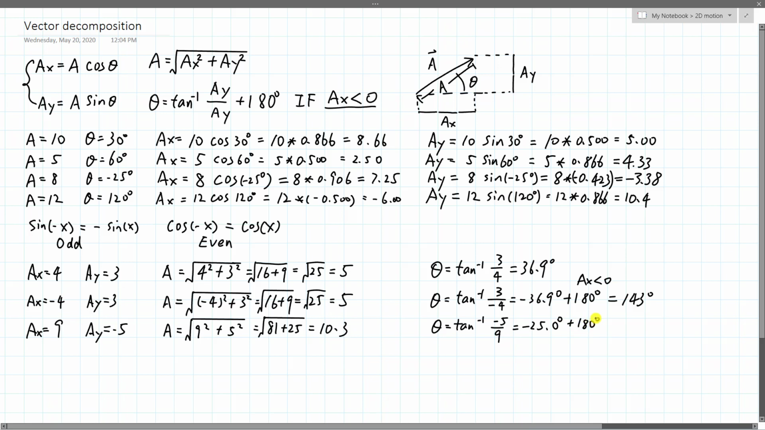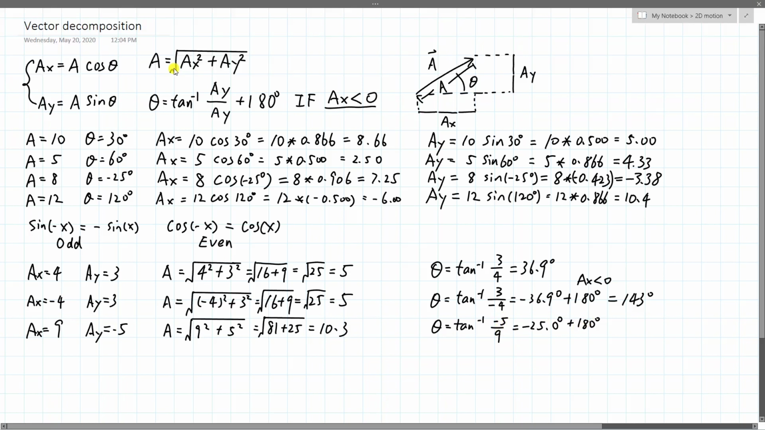Am I supposed to add 180? Of course, because it's negative. No, wait a second. Is it? It is not. The X component is negative in the other case, and this one has a positive X component. So when you see a negative angle coming out, don't rush into adding 180. That is not the condition. The necessary condition is to have a negative X component. We have a negative Y component, not a negative X.